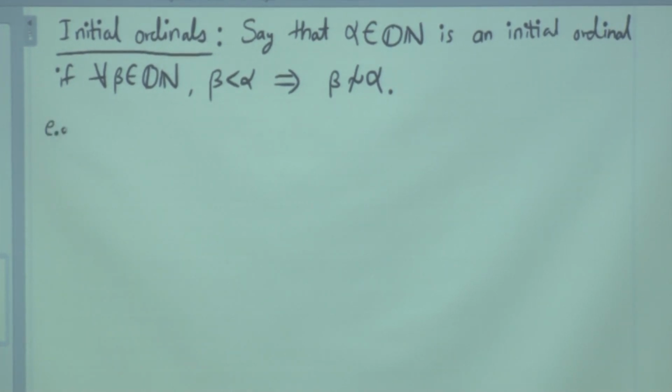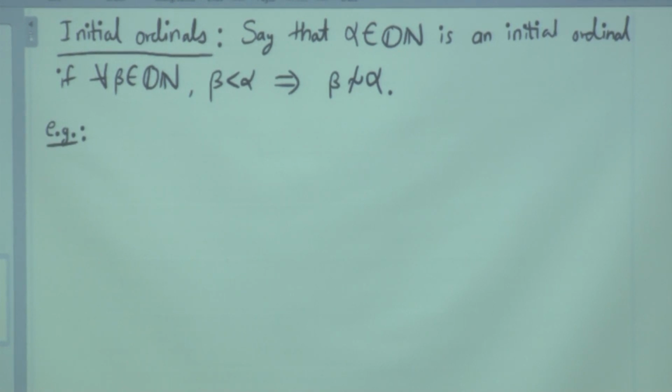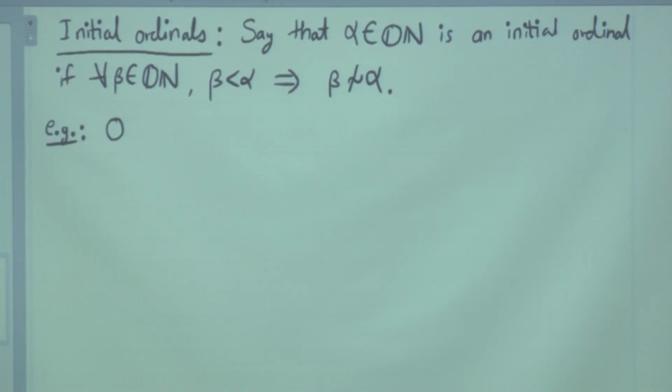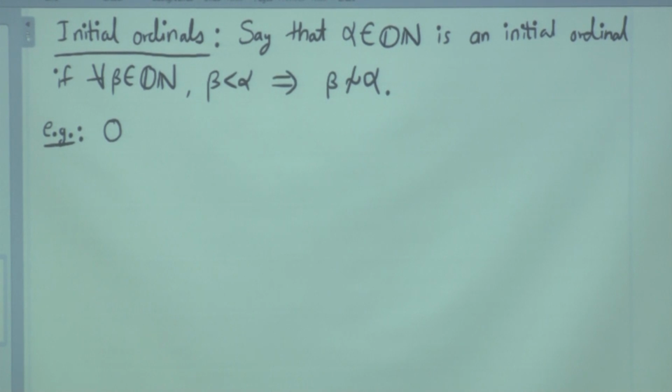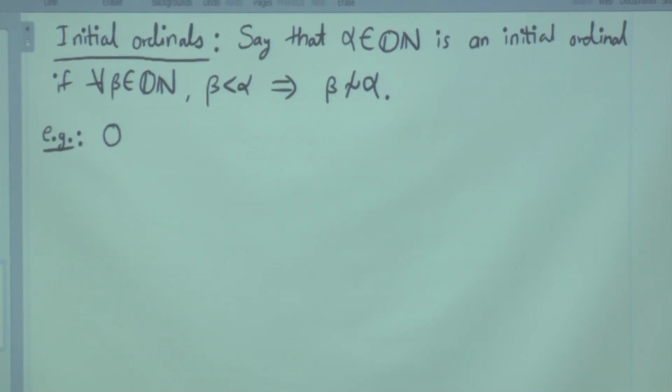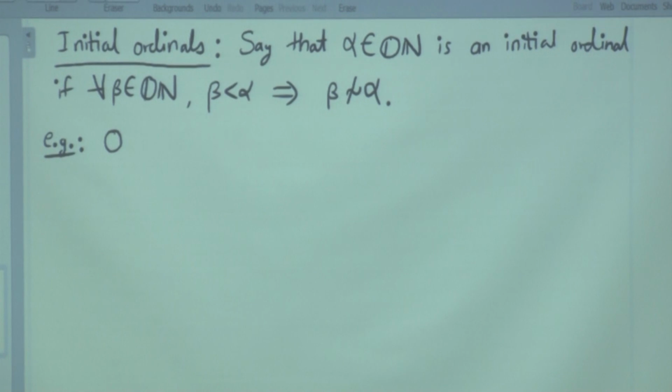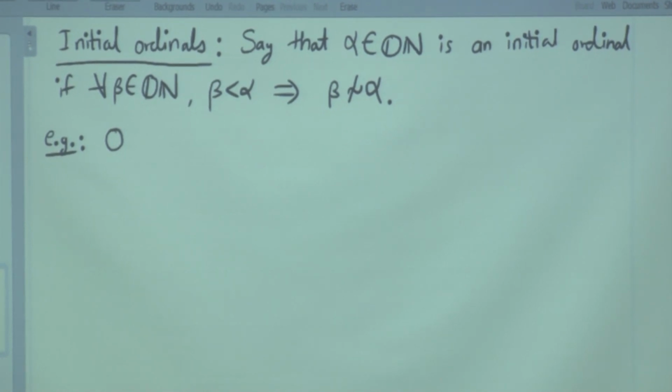Okay, so for example, 0 is initial. What is less than 0? Nothing. So therefore this property is automatically true, because there is no such beta. What about 1? For 1 also the property is true.